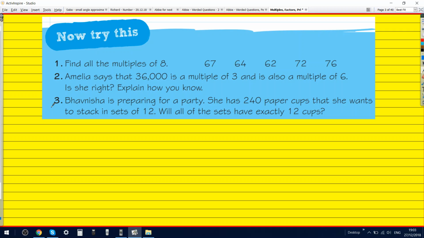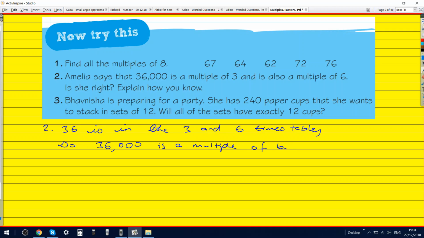Well, I think it is, because 36 is in the 3 times table. And it's also in the 6 times table as well. So 36,000 is a multiple of both. Yes. So I think that's fine.